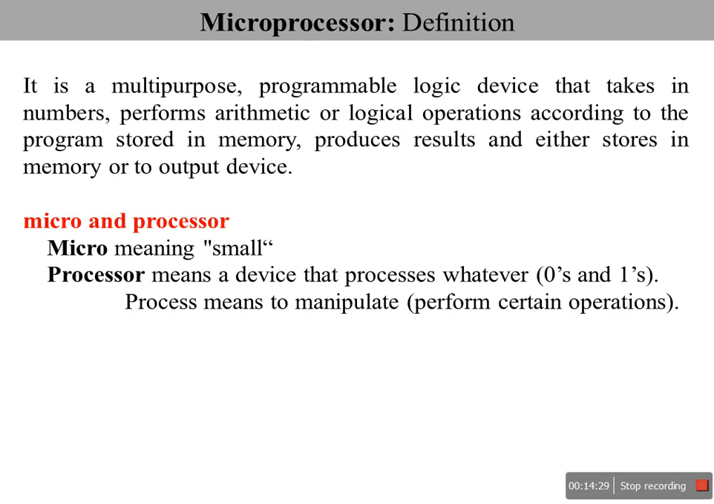Then the word microprocessor can be separated into micro and processor. Micro means small, and processor means a device that processes ones and zeros. Process means to manipulate, to perform certain operations. That is why the name has come as microprocessor. It processes ones and zeros according to the instructions given to it. Since it is small, it is a microprocessor.